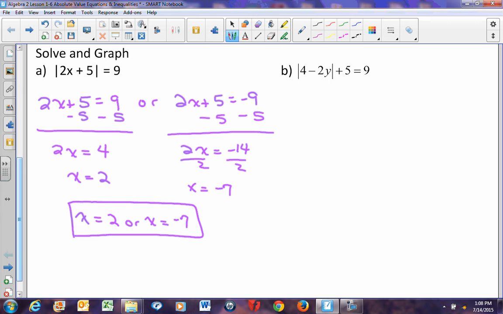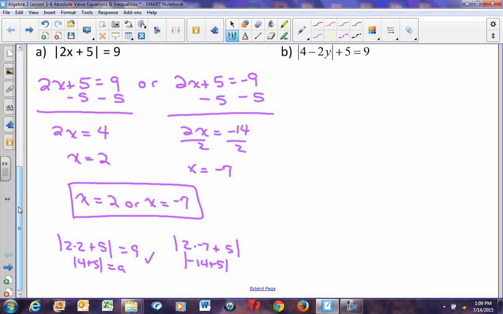So let's check these really good. We use 2. We have the absolute value of 2 times 2 plus 5 equals 9. So 4 plus 5 does indeed equal 9, so that was a check. Use negative 7. 2 times negative 7 plus 5 is going to be negative 14 plus 5. The absolute value of negative 14 plus 5 is going to be the absolute value of negative 9. The absolute value of negative 9 does equal 9, so that checks as well.